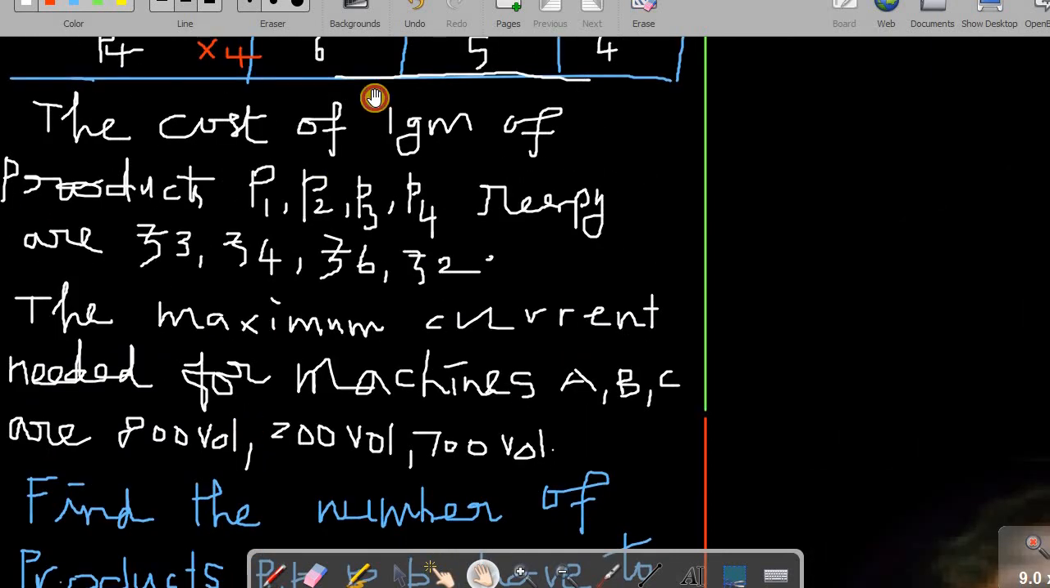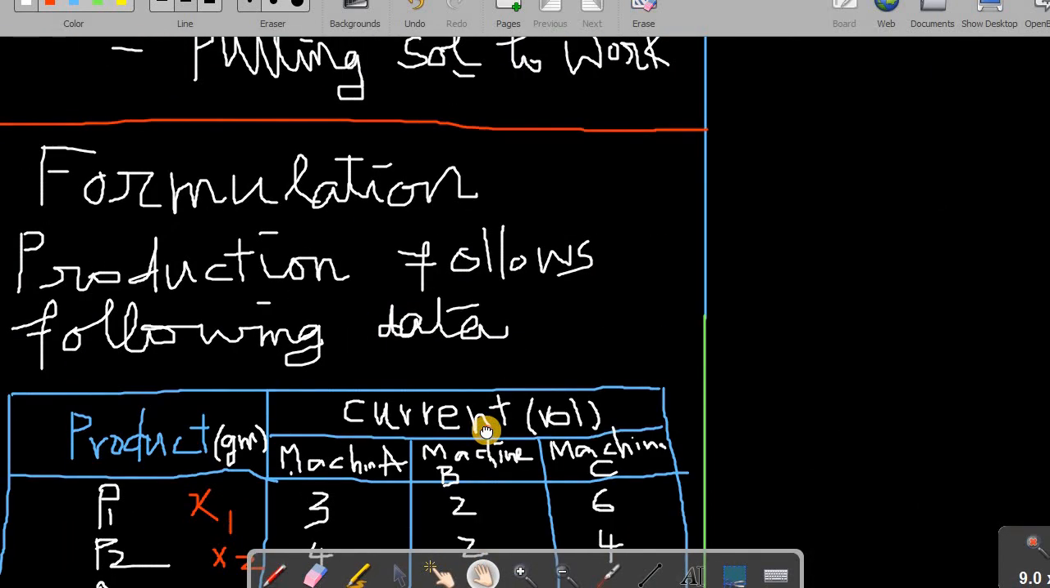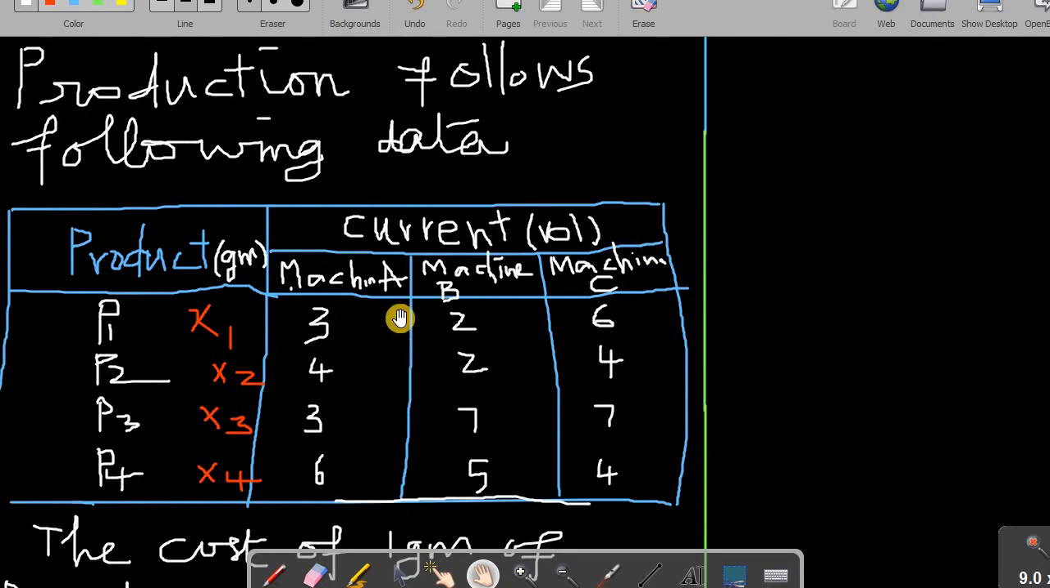Just a quick recall of what we have studied now. These are the data given to us, and for machine A, machine B, machine C, we have constraints: this can work only 800, here 200, 700. P1, P2, P3, P4 are the four products that undergo the action of three machines. If you multiply this and this, this and this, and add them, the total must be less than or equal to 800, because only 800 volts are available. Similarly, for the next one, multiply and add, less than or equal to 200, and the last one, multiply and add, less than or equal to 700.